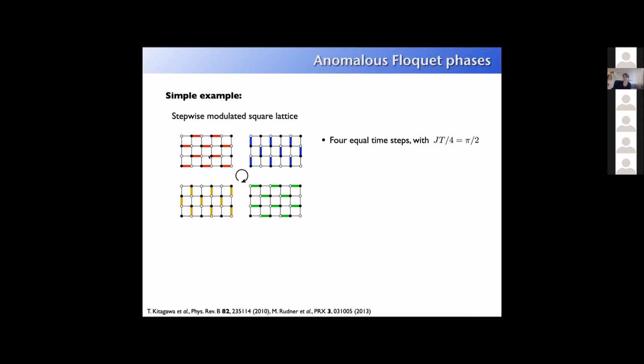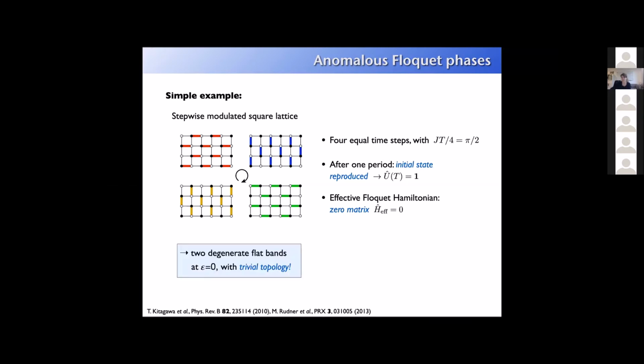So meaning that if I now write down the Floquet time evolution of my system, or the stroboscopic time evolution of my system after one driving period, it's the identity operation and the effective Floquet Hamiltonian is expected to be trivial. So why does this system still give rise to interesting physics?